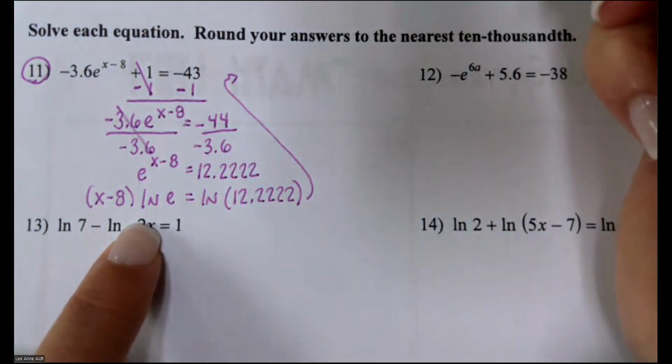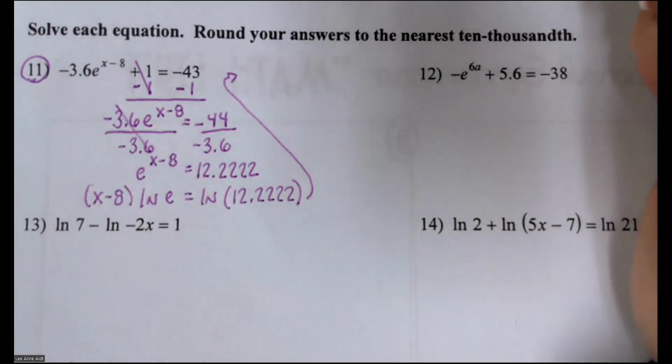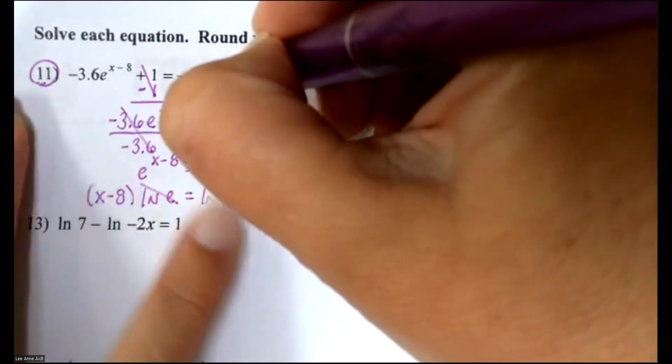My one piece of advice for myself for next year is to space these problems apart more because my goodness, there's a lot of space on this page. I don't know. Okay, natural log and e cancel.